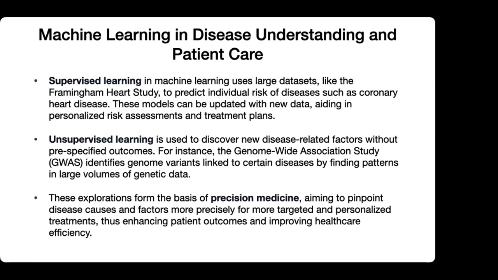Supervised learning is often used to discover new factors that may be related to diagnosis, treatment, or disease prognosis. An example is the genome-wide association study, which aims to identify specific genome variants associated with certain diseases. So this kind of exploration with machine learning already forms the foundation of precision medicine. The goal is to identify disease causes and factors more precisely, and in doing so, develop more targeted and personalized treatment. And ultimately, of course, this can enhance patient outcomes and make healthcare more effective and efficient.